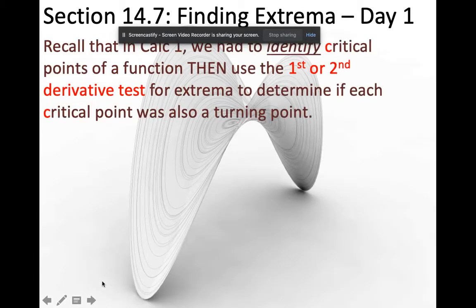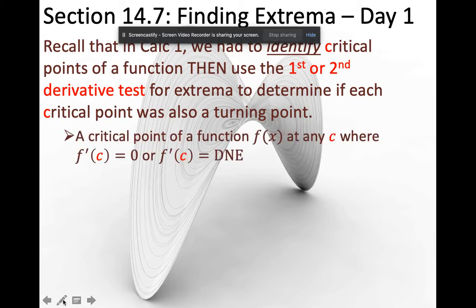So in Calc 1, if you remember, I taught you how to identify a list of critical points of a function and then zero in on those suspects to see if they were indeed turning points in your function, right? And if you remember, you had to look at the first derivative where the slope of the tangent was equal to 0, so you either had a horizontal line, or you had where your derivative does not exist.